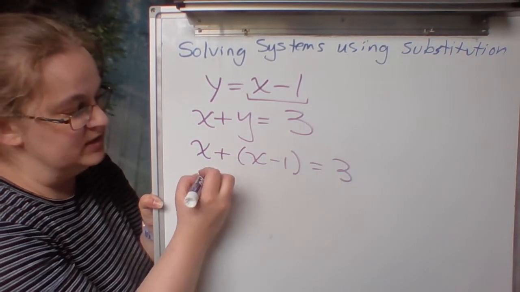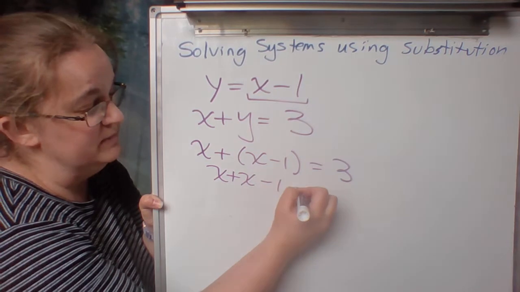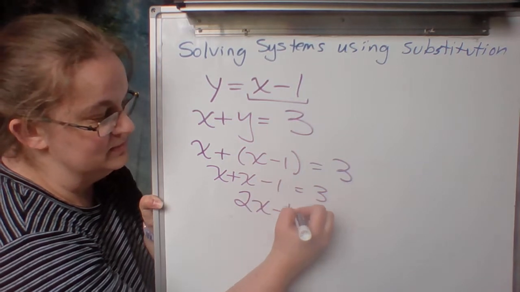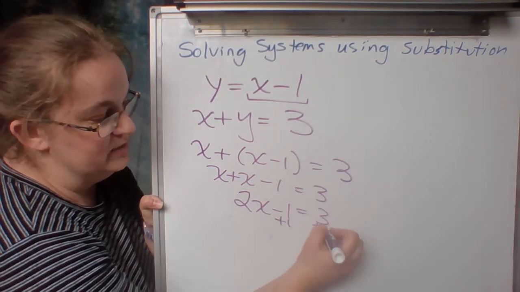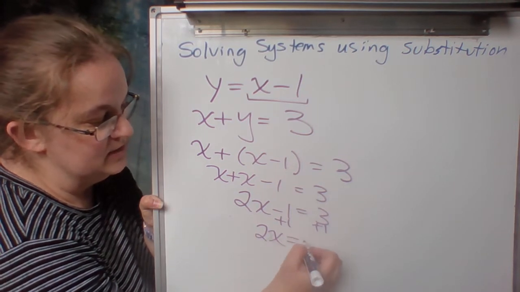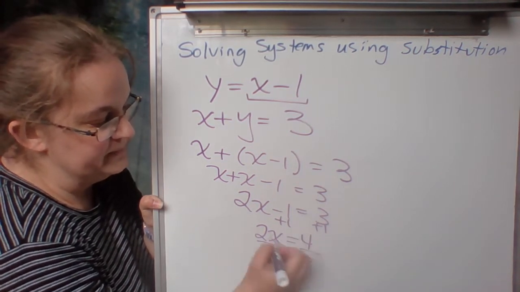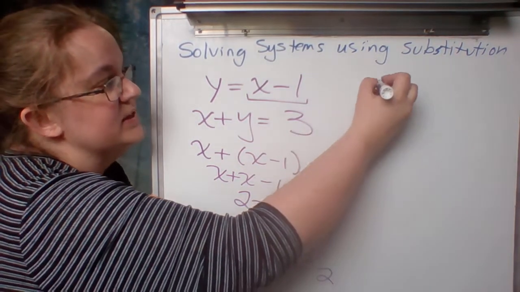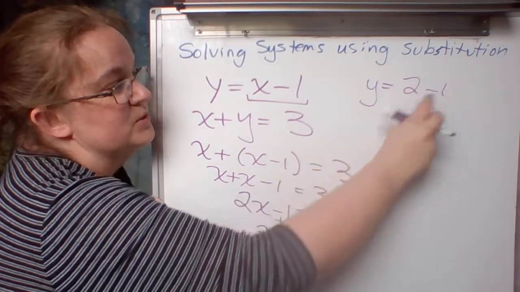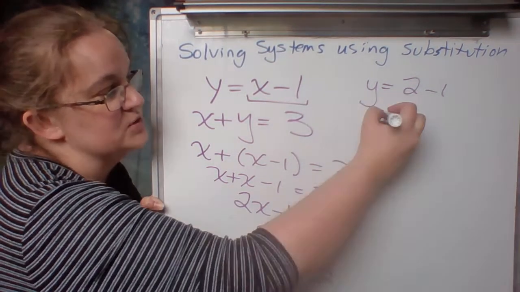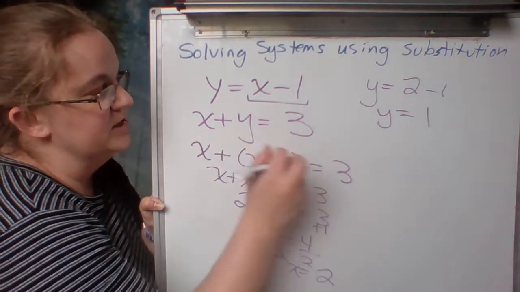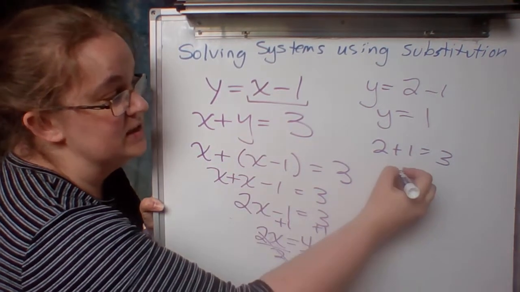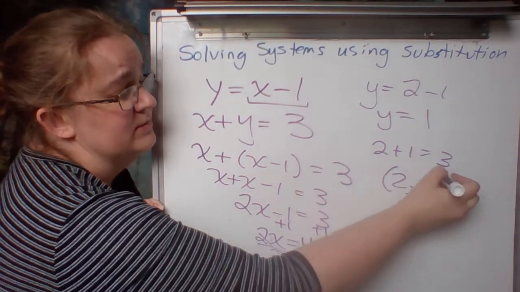Well, I don't have to distribute anything, so really it's just x plus x minus 1. One xylophone plus another xylophone is 2 xylophones. I'm going to get rid of the 1. So 2x equals 4, divide by 2, and x is going to come out to 2. Okay, so once I have that value, I can substitute it back in. 2 minus 1, so I'm putting in 2 for x because that's what I found x was. So y should equal 1. I can check, does 2 plus 1 in fact equal 3 if I substitute in the y and the x? It does. So my solution is 2, 1.